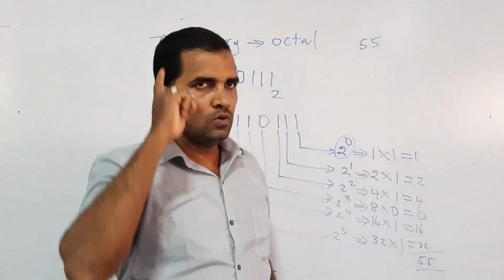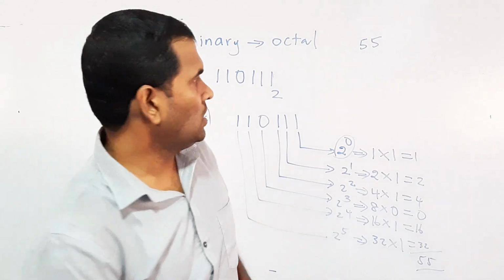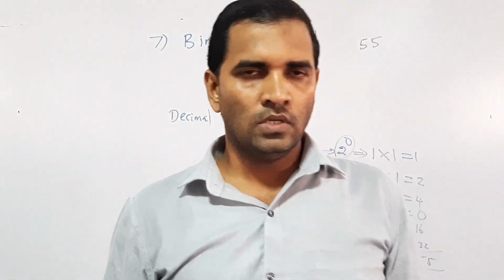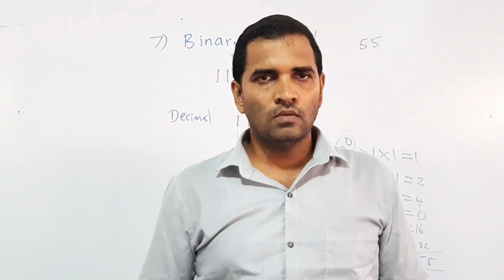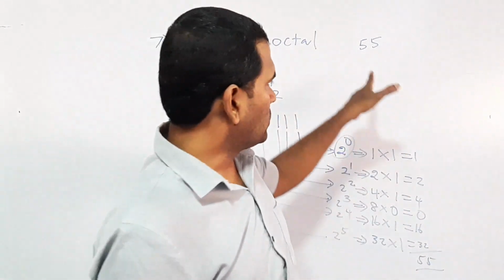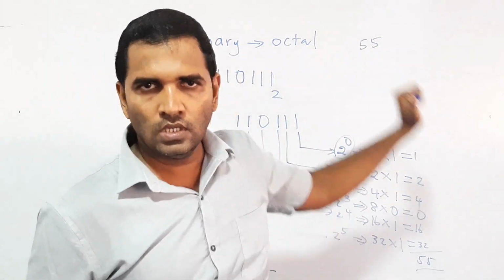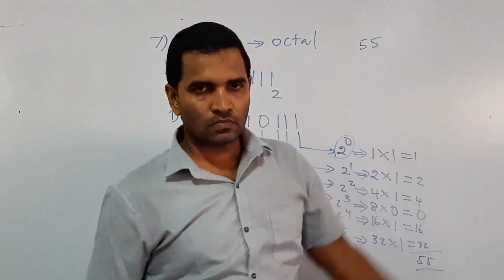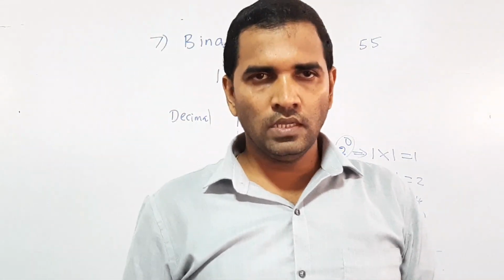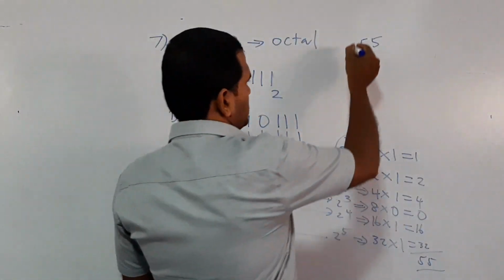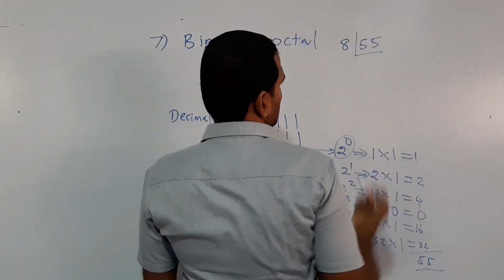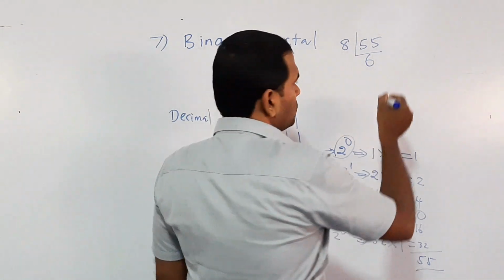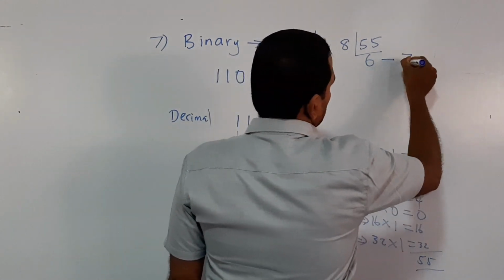So again, you have to remember, you have to use that method to convert a decimal number to any other number system. You must divide that decimal by the base of the particular number. So here in my case, I'm going to convert this 55 into octal. So it is 8. So I must divide this 55 by 8. So it is 6 quotient, 7 remainder.